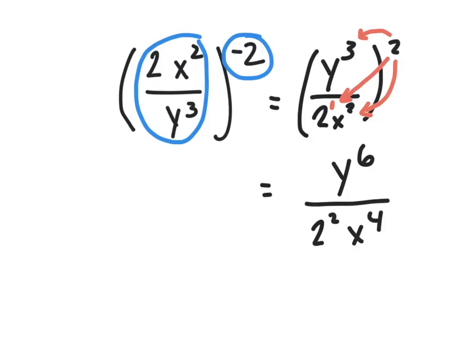And speaking of 2 times 2 being 4, this is a really easy power right here, 2 squared, to evaluate. My pinky finger keeps getting in the way here.